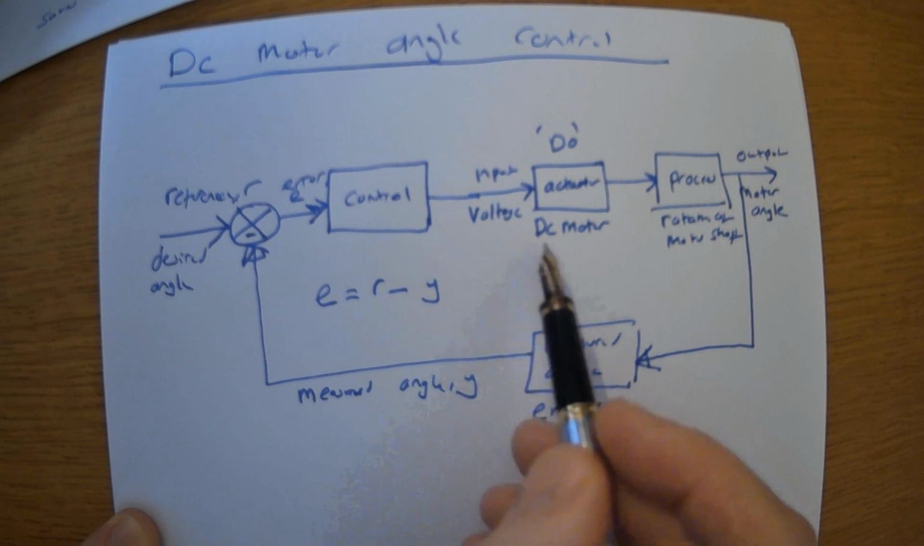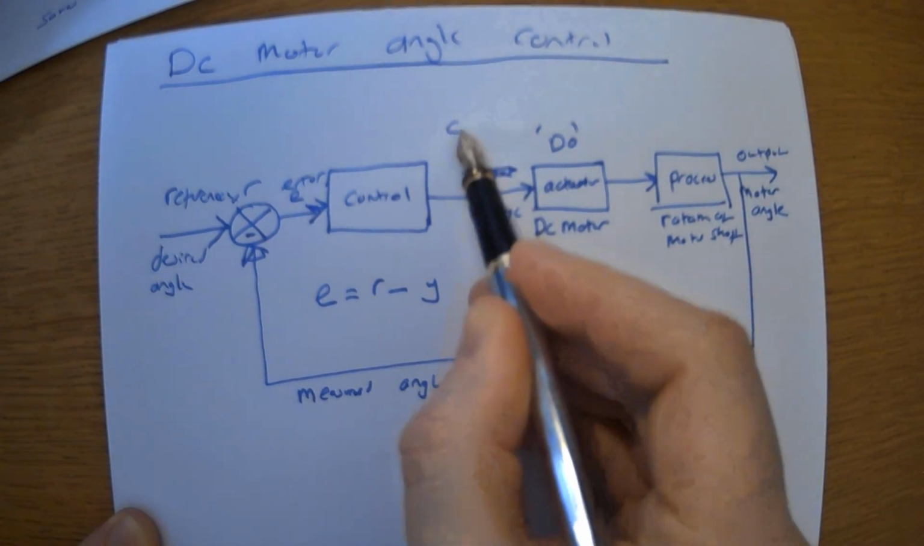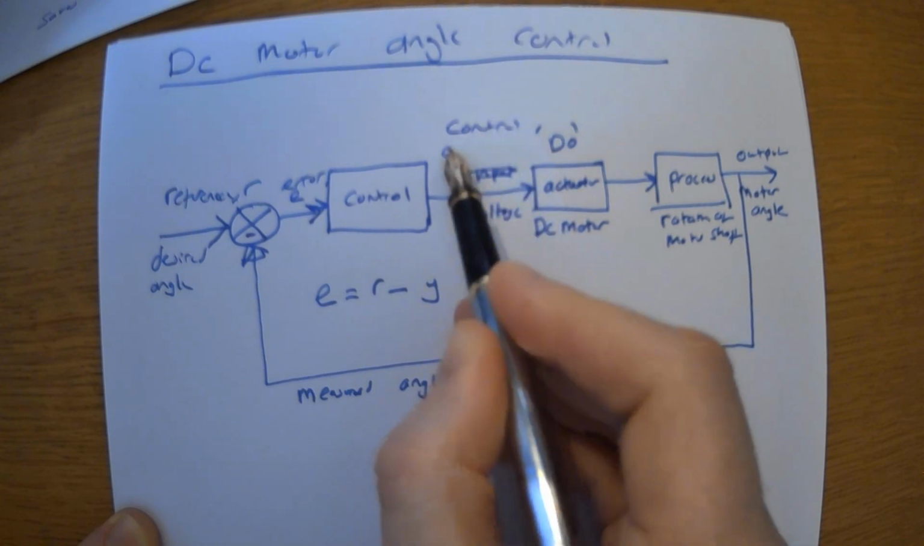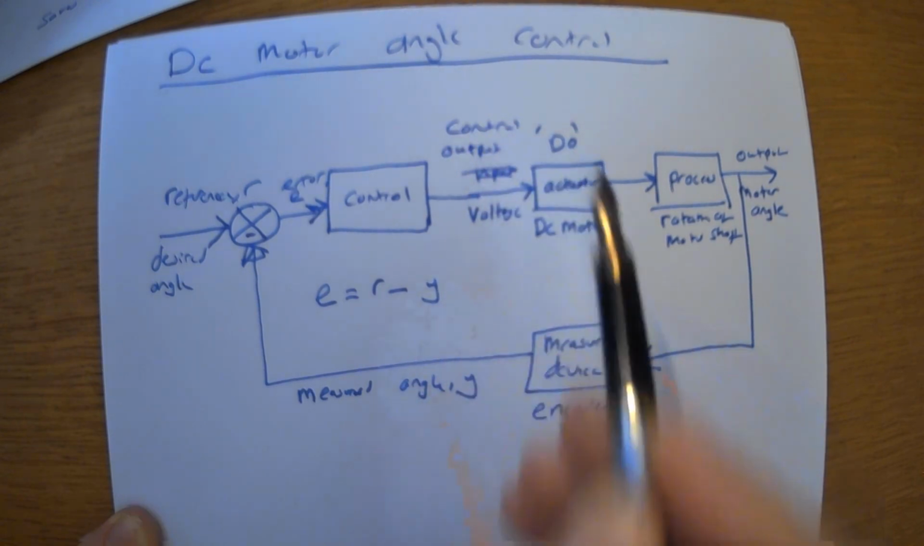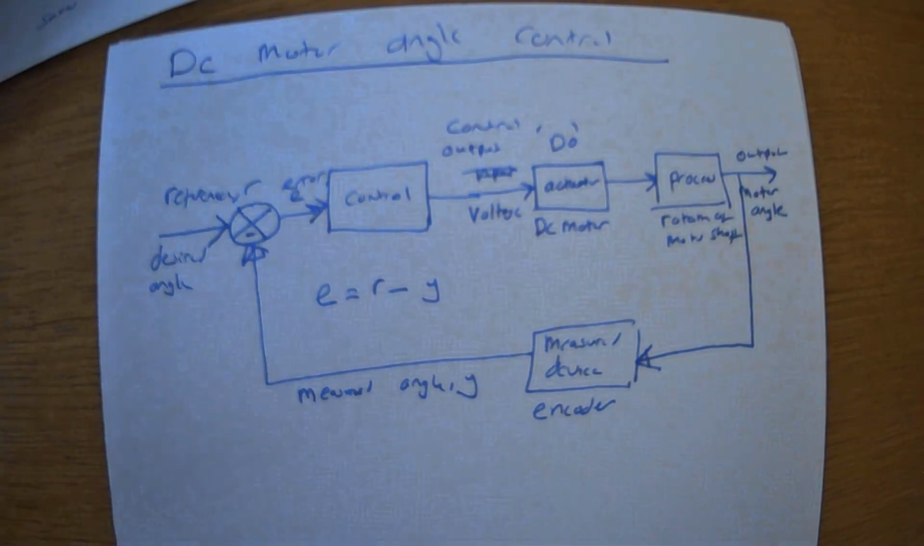The thing that changes now for your closed loop control system is, rather than having input, we have the control output. So we've gone from an open loop system to now a closed loop control system. Right, are there any questions regarding that?